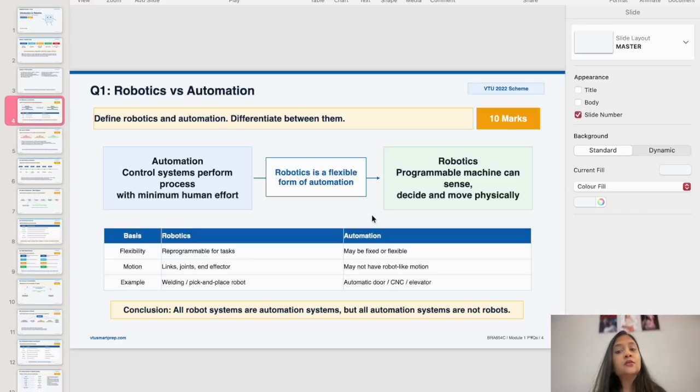Automation means using control systems and machines to perform a process with minimum human effort. For example, automatic doors, elevators, CNC machines, and conveyor systems. Robotics is a special branch of automation where a programmable machine can sense, decide, and physically move using links, joints, and end effectors. The main difference is flexibility. Robots are programmable and can perform different tasks, whereas automation may be fixed or flexible.